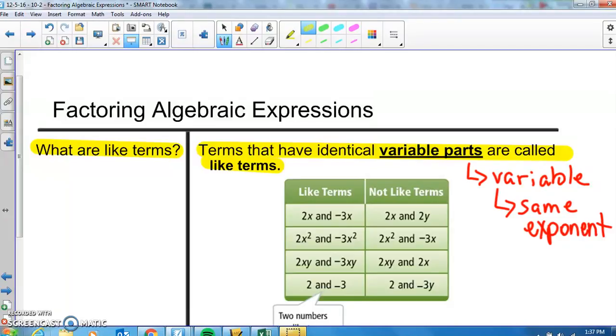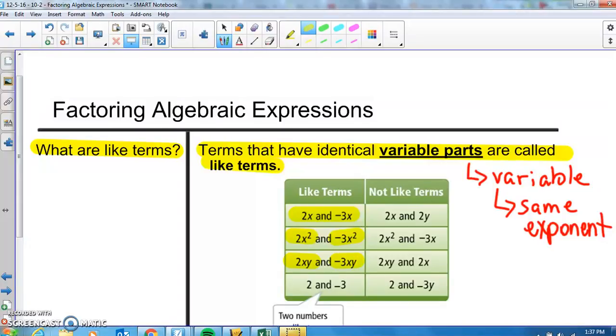Okay? So, let's look at this. 2x and negative 3x. It does not matter about the coefficient. All that matters is the variable. They both have an x, so those are like terms. The 2x squared and the negative 3x squared. They both have an x, and those two variables have the same exponent of 2. 2xy, negative 3xy. They both have an xy.